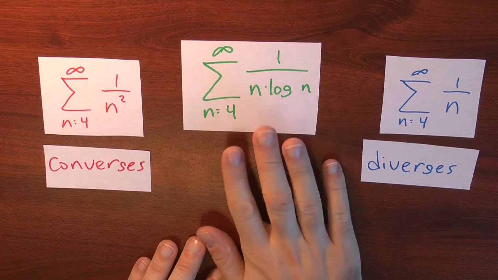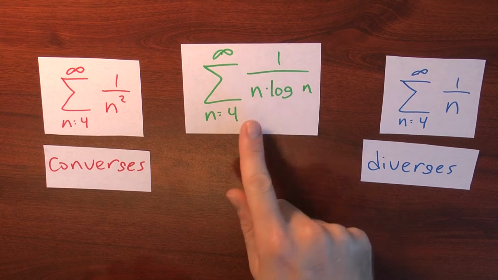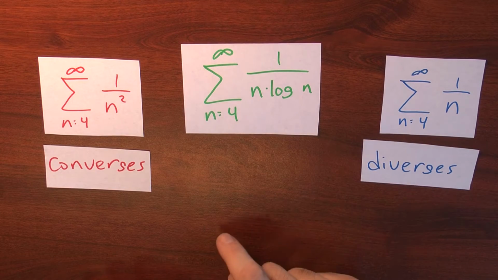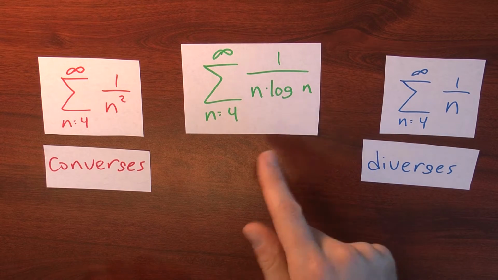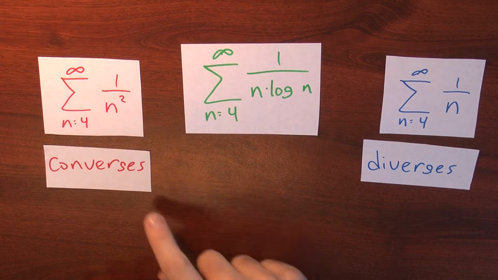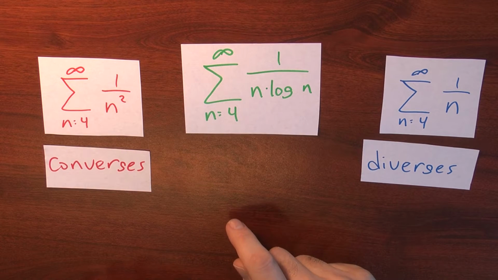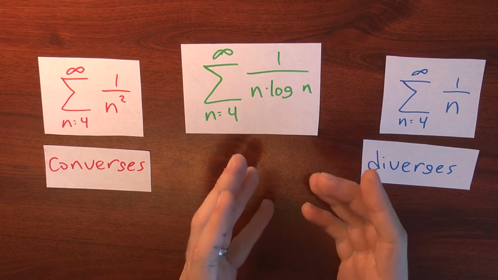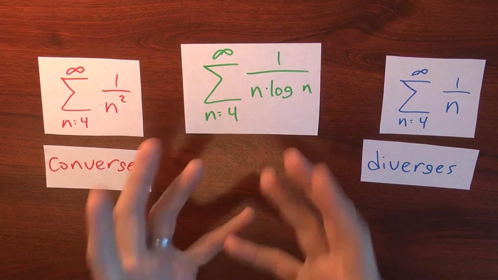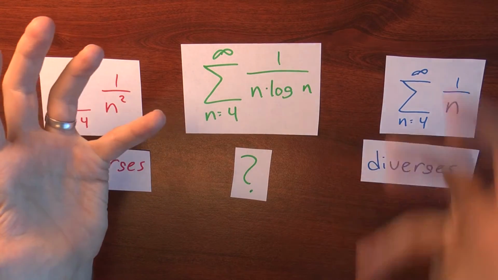Well, here's an example of a series that sits in between. It's the sum, n goes from 4 to infinity, of 1 over n log n. Now, 1 over n log n is less than 1 over n because n times log n is bigger than n, right? A bigger denominator makes the fraction smaller. And because n squared is bigger than n log n, 1 over n squared is less than 1 over n log n. So this thing is bigger than something that converges, smaller than something that diverges, so it's really a question, right? Does this series converge or diverge?